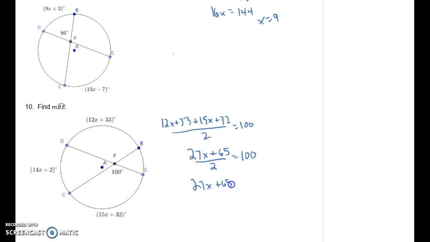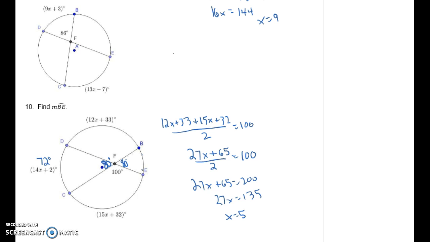27x plus 65 equals 200. 27x equals 135 when I subtract 65. So x would equal 5. When I do that, I'm going to plug 5 into here, and I'm going to get 72 degrees. Now, because this is 100, that means that this angle here has to be 80, as does this one. So I want to find this arc.